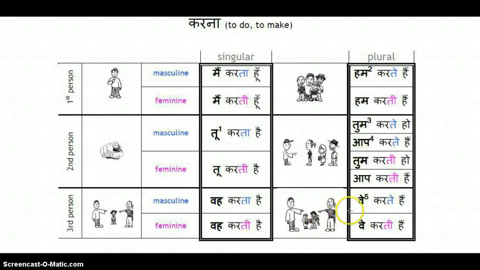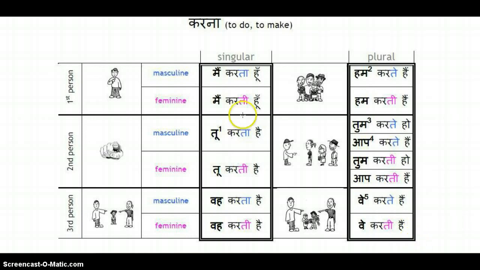Third person plural, वे करते हैं. This is the masculine, they do. And the feminine, they do, वे करती हैं.